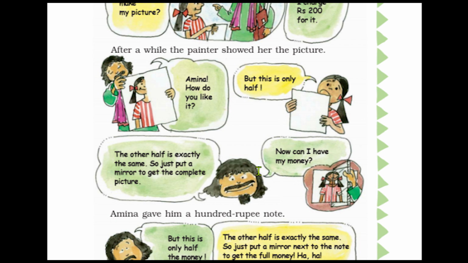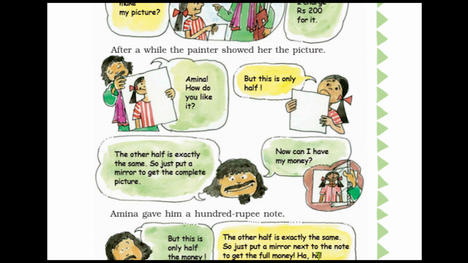Now this painter was playing a trick with Amina, and he said, you put the mirror and you can see the whole picture because half of the side is the same. So the painter then asked for money. Now can I have my money? Amina was very smart. Amina gave him a 100 rupee note. But this is only half the money. So what does Amina reply to the painter? The other half is exactly the same.